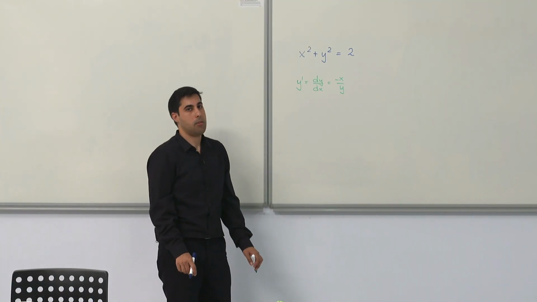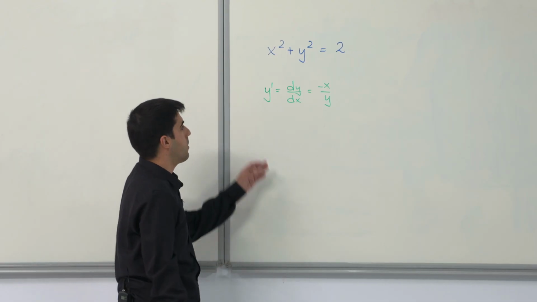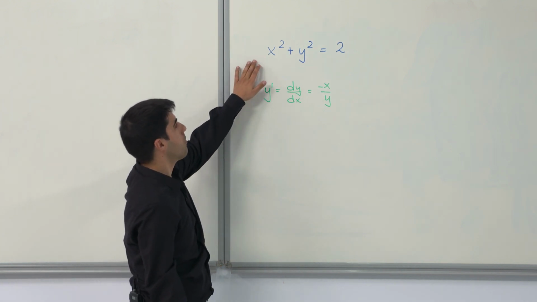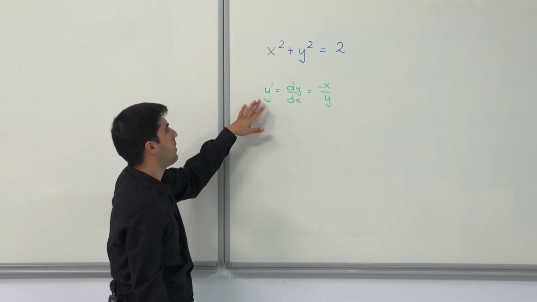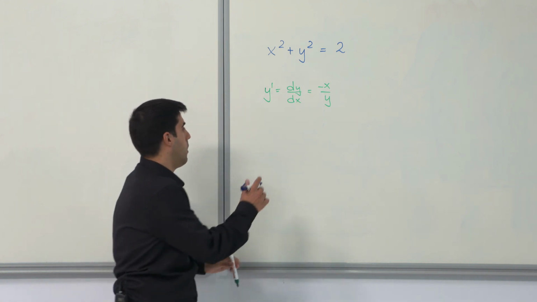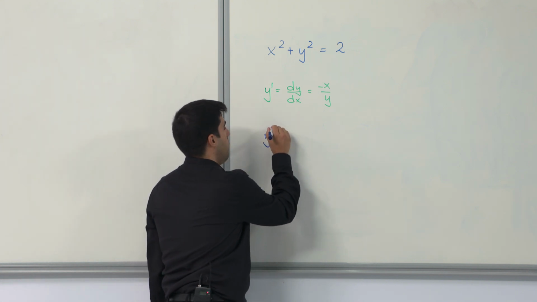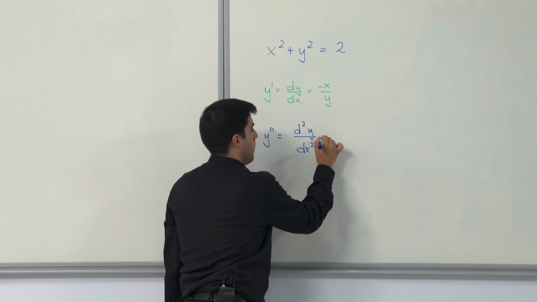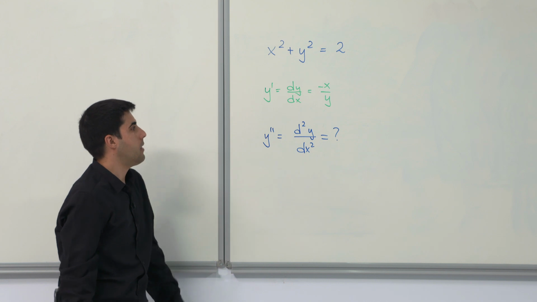Implicit differentiation is not only used to find the first derivative, we can also find further derivatives, that means second derivative, third derivative, and so on. So let's recall our first question, x squared plus y squared equals 2. Remember, we calculated the first derivative with respect to x as minus x over y. Right now, we want to calculate the second derivative, that means y double prime, which is the same as d squared y over dx squared.